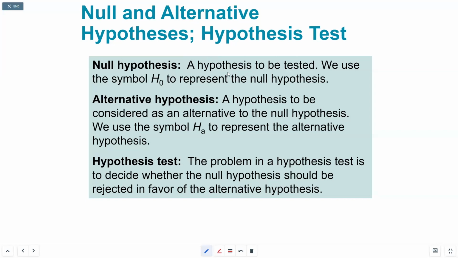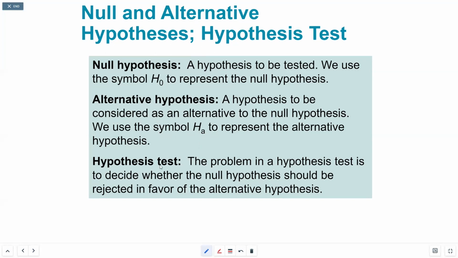So again, a little bit of a review of vocabulary. The null hypothesis is a hypothesis to be tested. We use the symbol H sub naught to represent the null hypothesis. The alternative hypothesis is really what we're trying to see if it's true. It's also called the research hypothesis. It is the mathematical opposite of the null, and it's given the symbol H sub A.